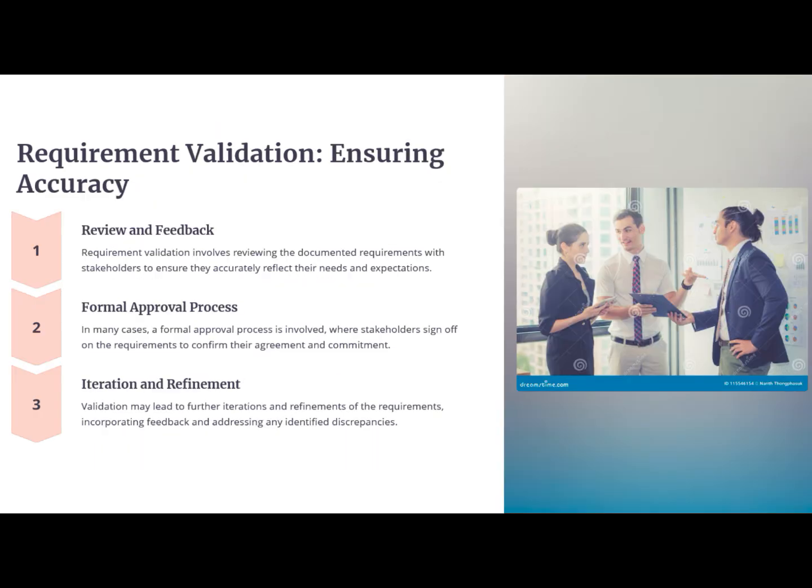Let us understand how we validate the requirements. 1. Review and feedback. Requirement validation involves reviewing the documented requirements with stakeholders to ensure they accurately reflect their needs and expectations. 2. Formal approval process. In many cases, a formal approval process is involved where stakeholders sign off on the requirements to confirm their agreement and commitment. 3. Iteration and refinement. Validation may lead to further iterations and refinements of the requirements, incorporating feedback and addressing any identified discrepancies.